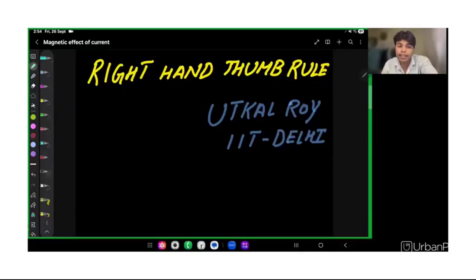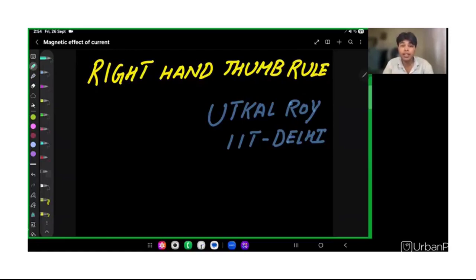Hello everyone. In this class, we'll talk about the right hand thumb rule. This is a very interesting rule which helps you solve questions very fast. It helps you guess the directions of different parameters such as the current, the magnetic field lines, and the north pole and south pole of a magnet from a coil. So these are the things you can get from the right hand thumb rule.